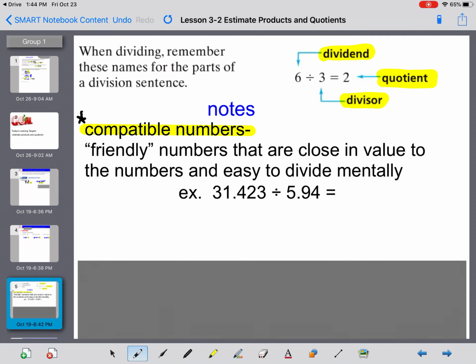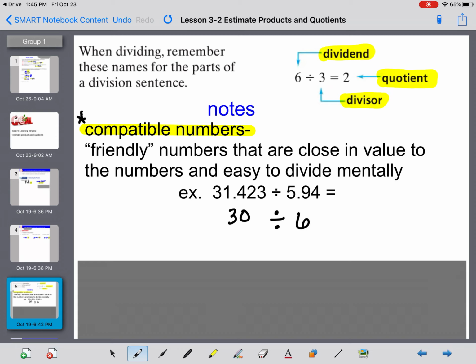In this example, to round these two numbers, I could round to the nearest ones place, and I would get 31 divided by 6. But 31 divided by 6 does not come out evenly, and I can't do it quickly in my head. Instead, for division, when we're estimating, we like to use compatible numbers. So two numbers that are close to 31.423 and 5.94 are 30 divided by 6.